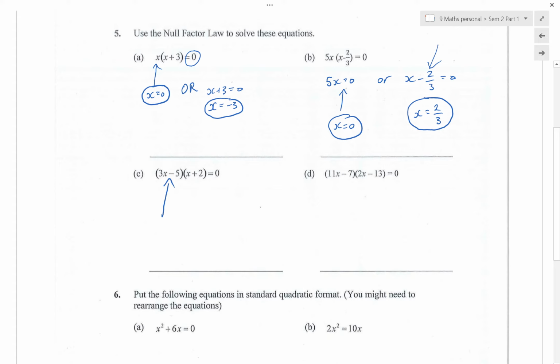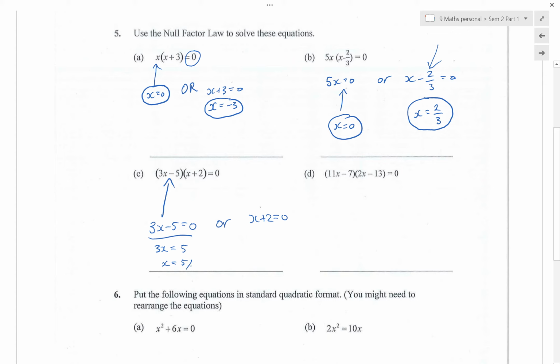This is as hard as null factor law gets for you guys at the moment. What I'm going to do is, this means that 3x minus 5 is equal to 0, or x plus 2 is equal to 0. Then we need to solve for x. Just like anything, we need to add 5 to both sides. So 3x is equal to 5. And then I'm dividing both sides by 3, which gives us x is equal to 5/3.